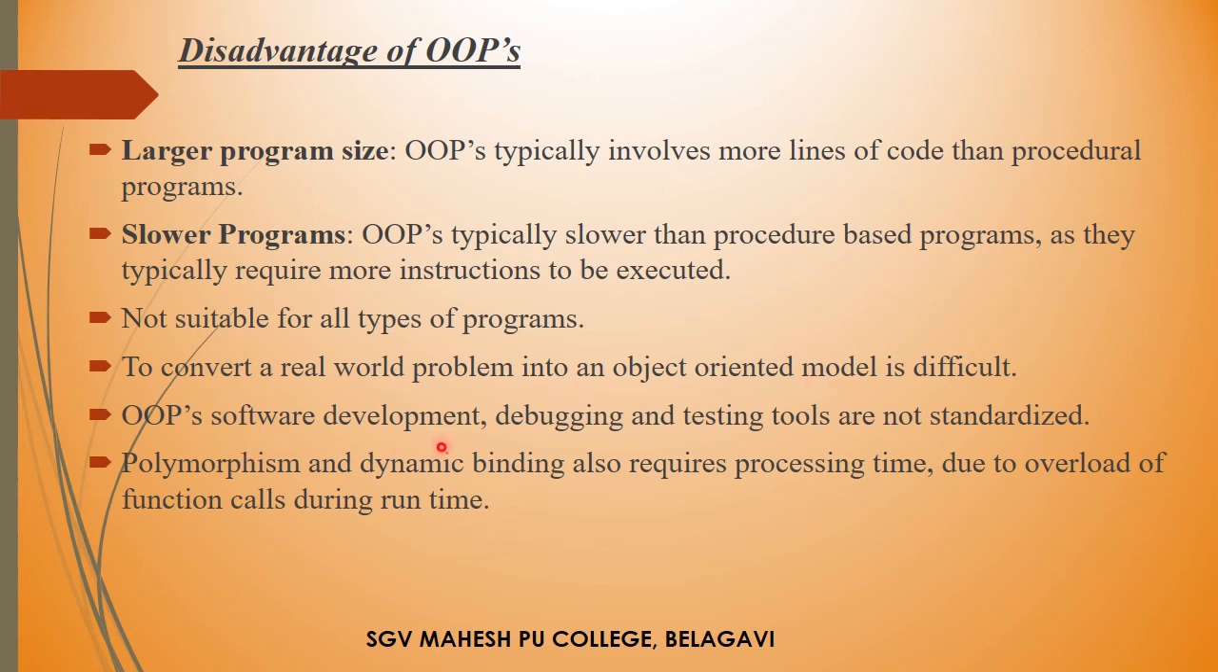Now OOPS software development, debugging or testing tools are not standardized. Polymorphism and dynamic binding require processing time, and due to the overload of function calls during runtime, this creates lots of complications. One more drawback of OOPS is that the techniques we use, called inheritance, polymorphism or encapsulation, are pretty challenging to manage initially, and for all these things we need to have certain knowledge of object oriented programming.